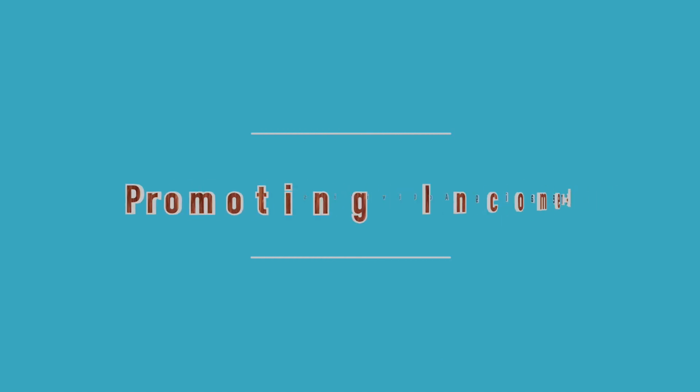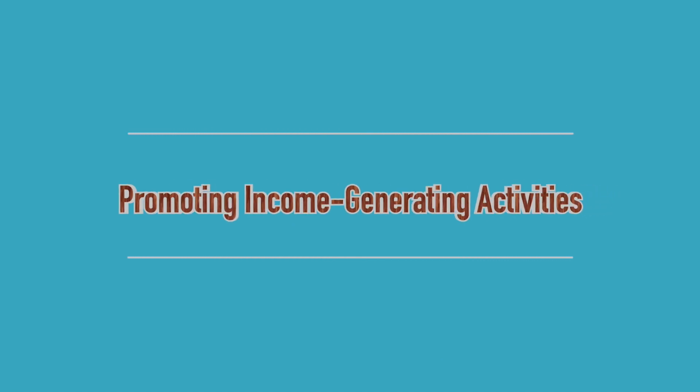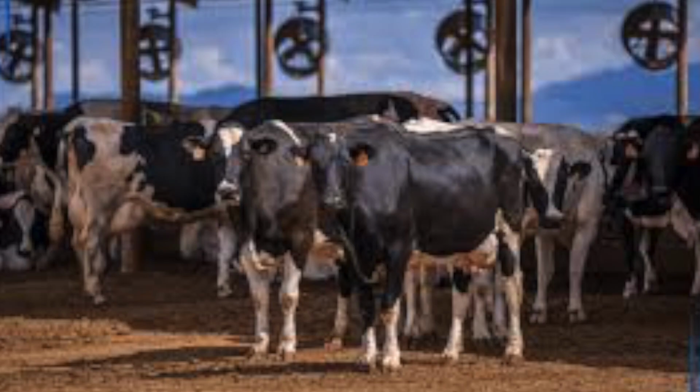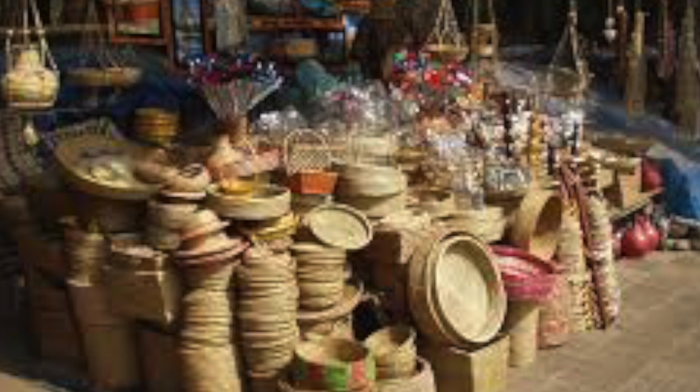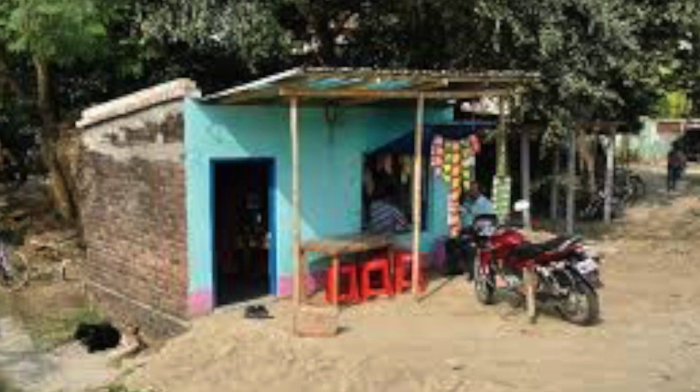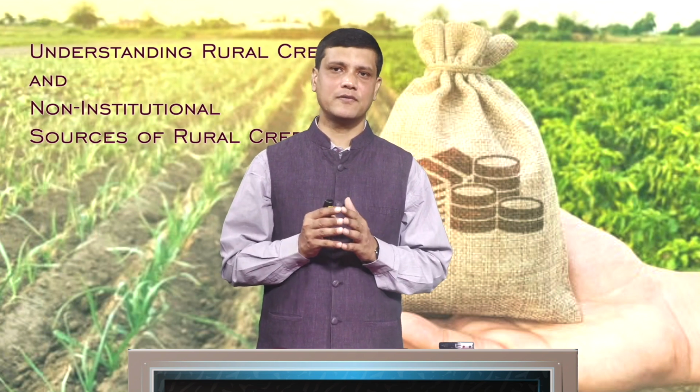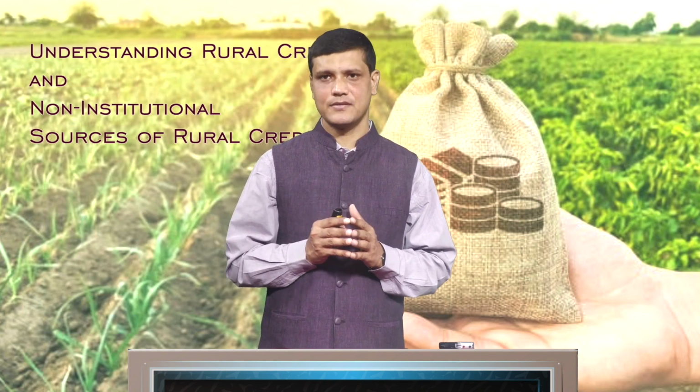Number 1, promoting income generating activities. Credit helps rural people start or expand income generating activities such as dairy farming, poultry, handicrafts, fisheries, and small shops. With the help of borrowed funds, they can buy raw materials, tools, and equipment, which leads to higher earning opportunities and more stable livelihoods.